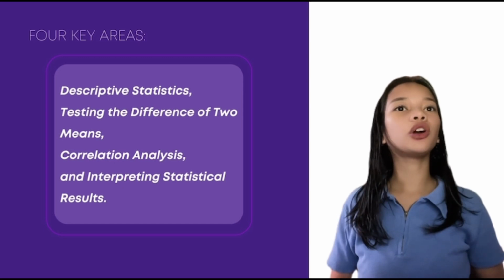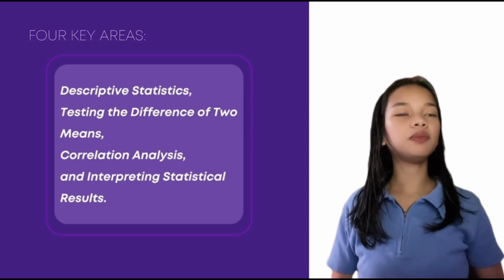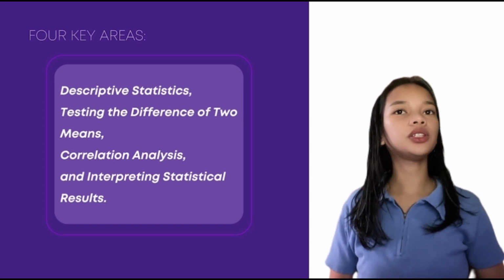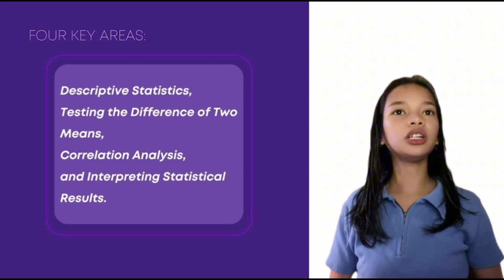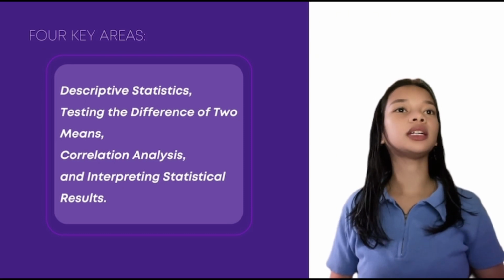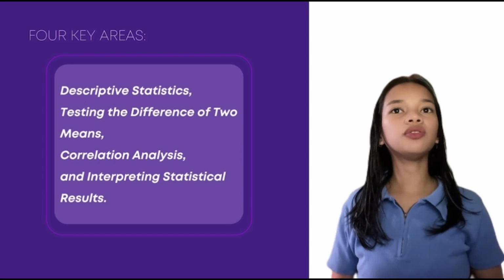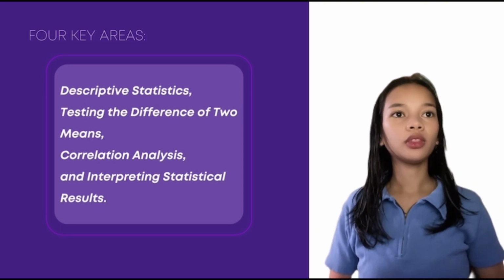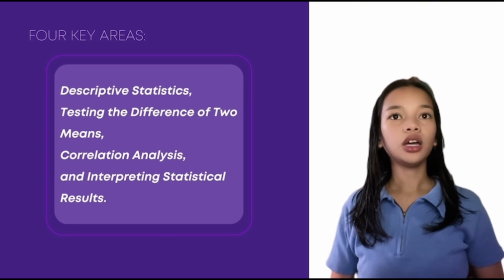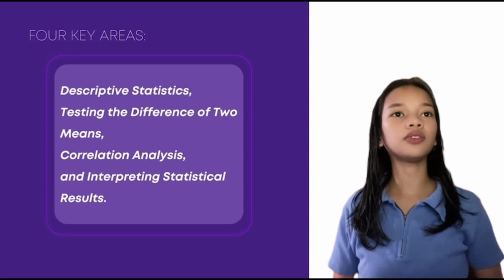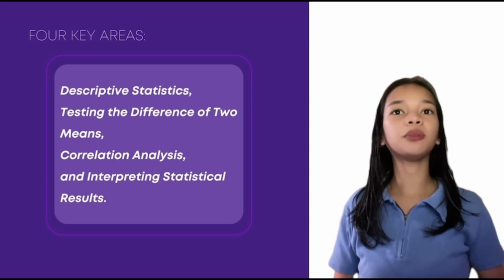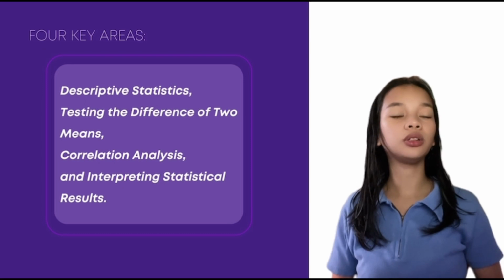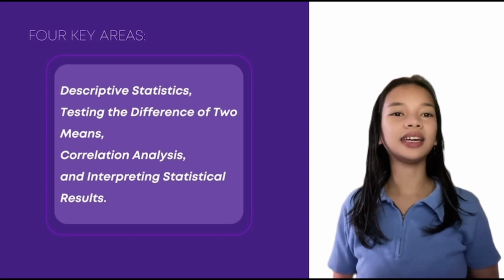We'll focus on four key areas: descriptive statistics, testing the difference of two means, correlation analysis, and interpreting statistical results. Each of these topics plays an essential role in analyzing data and making informed decisions. By the end of this session, you'll have a solid understanding of these concepts and how they are applied to analyze real-world data. So let's get started.